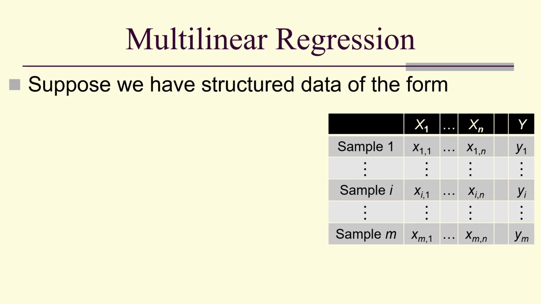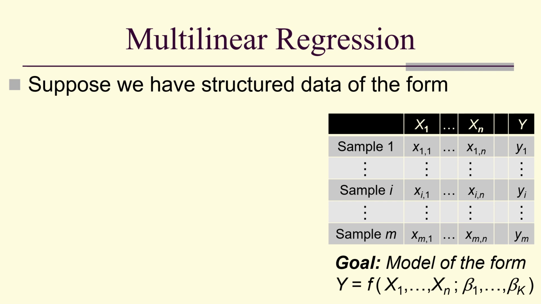It starts with structured data, and the goal is a model y as a function of x1 to xn given the parameters beta 1 to beta k. And all of this data is numerical. In fact, the y here is associated with the entire real line, so infinitely many possible values for y. In other words, this is what we call a regression problem.